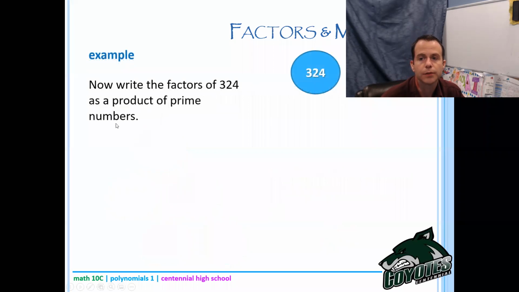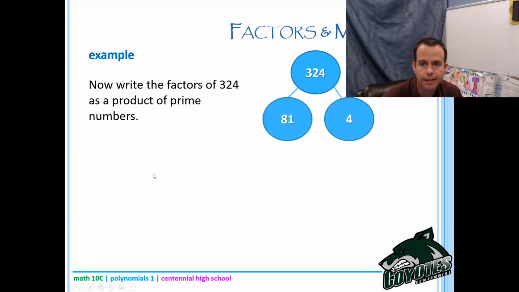Okay, so you try 324 now. I walked you through the first one. I want you to pause me and try 324. So what I did is I broke 324 into 81 times 4. Now you may have just gone 2 times something, or you may have gone in so many different ways you could try this. You could have gone 9 times something. You could have gone 27 times something.